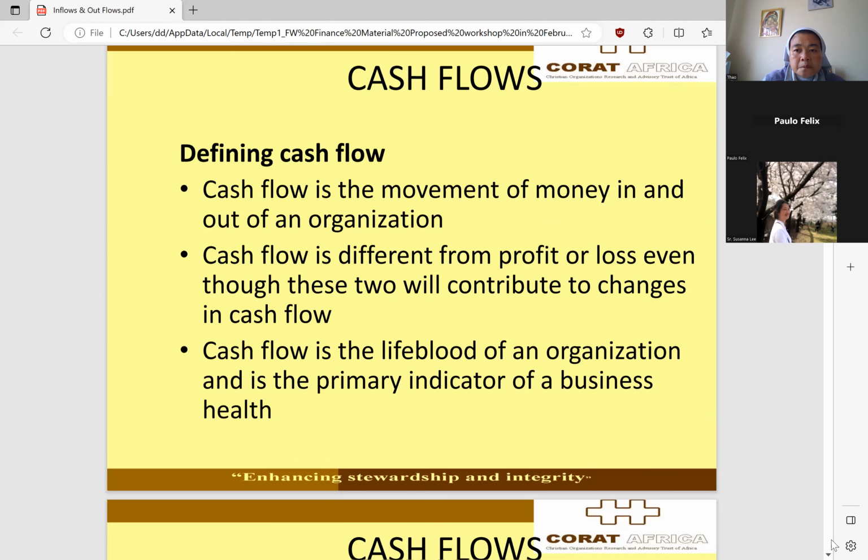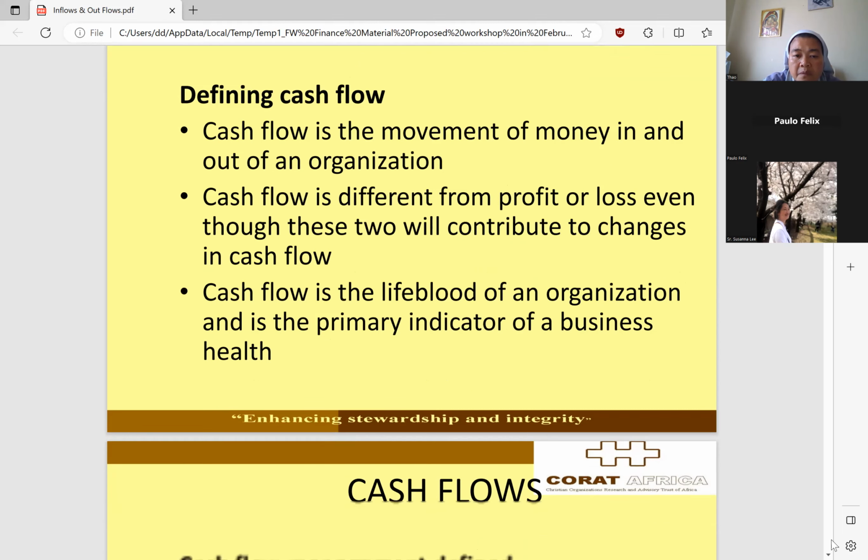Defining cash flow. Cash flow is the movement of money in and out of an organization, and is different from profit and loss, even though these two will contribute to changes in cash flow. So after the examples, we shall understand it a bit better. Cash flow is the lifeblood of an organization and is the primary indicator of a business's health. So it is the movement of money in the organization.